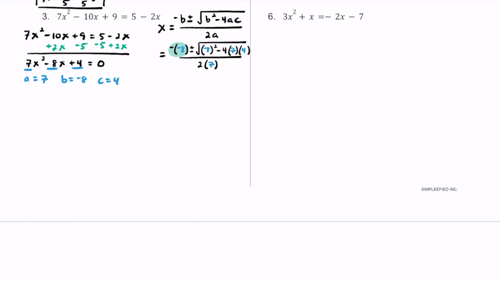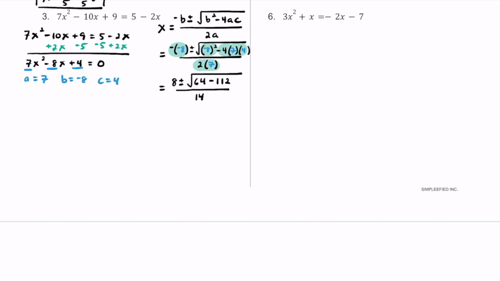Okay, let's clean this up a little bit. So we have the opposite of 8, which is really just going to be 8. So we have 8 plus or minus, and then we're going to take the square root of, let's see here, we have -8 squared, that's -8 times -8, that's going to be 64. And then we have a -4 times 7 times 4. So -4 times 7 is going to be -28. And then we have -28 multiplied by 4, and that should equal -112. So we're subtracting 112. And this whole thing is going to be on top of this 2 times 7, but 2 times 7 is 14.